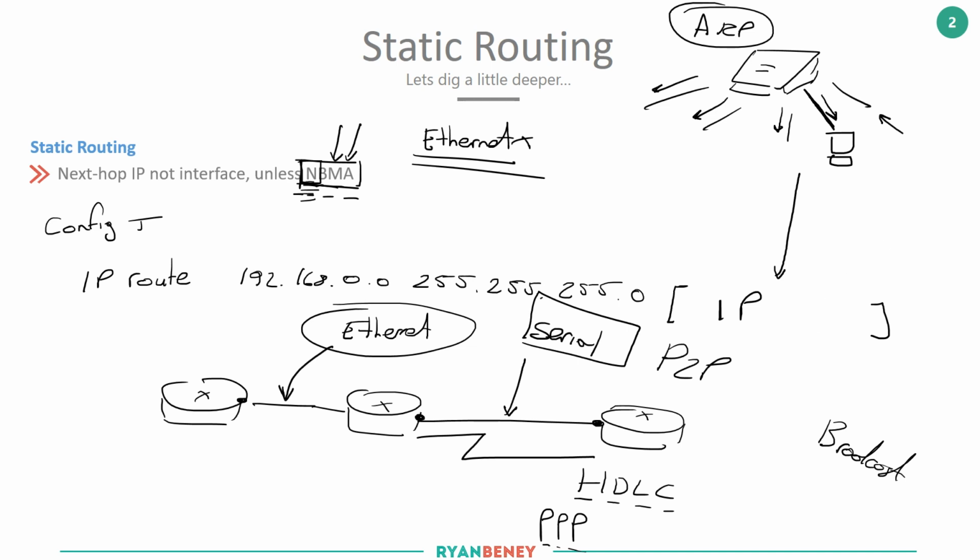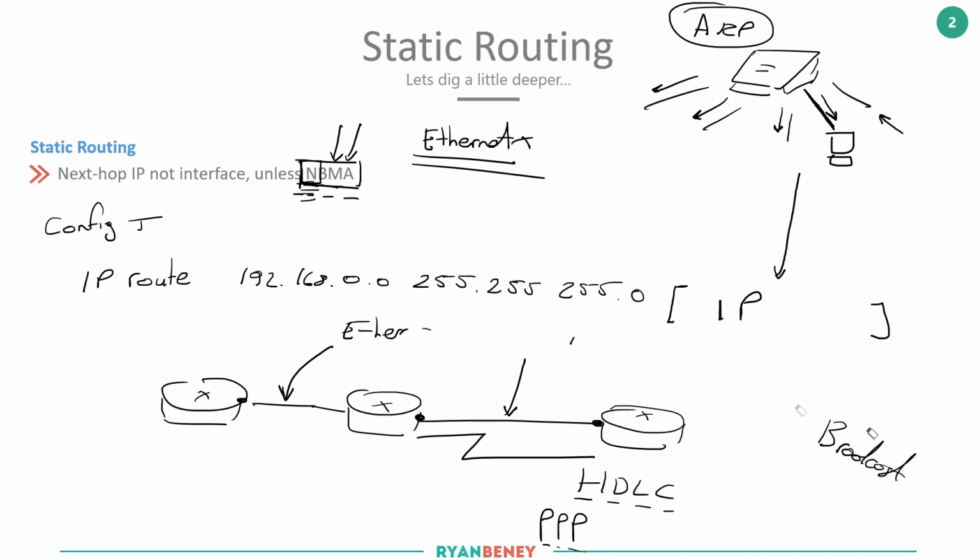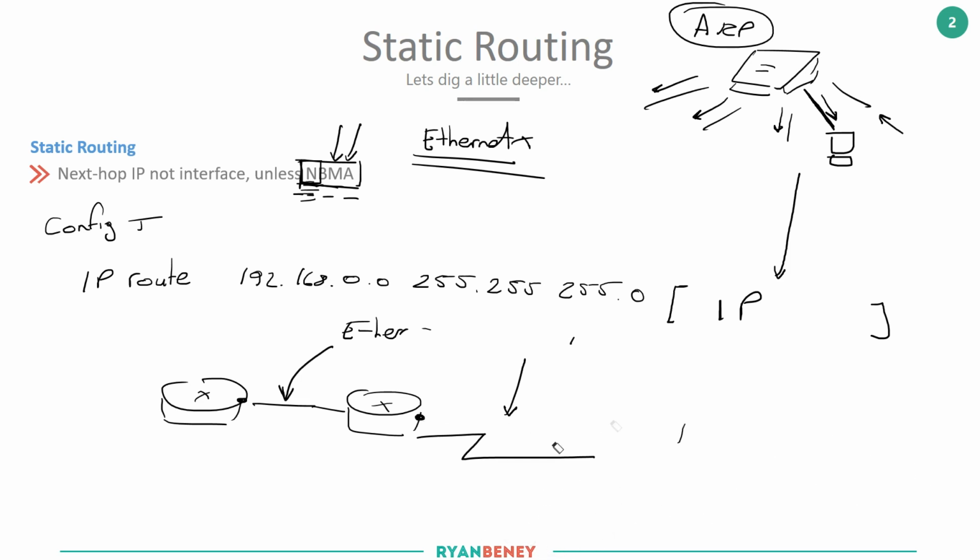So why is this important? It's important because if we think about broadcast networks, in this case Ethernet, it runs certain protocols to help us resolve addresses.